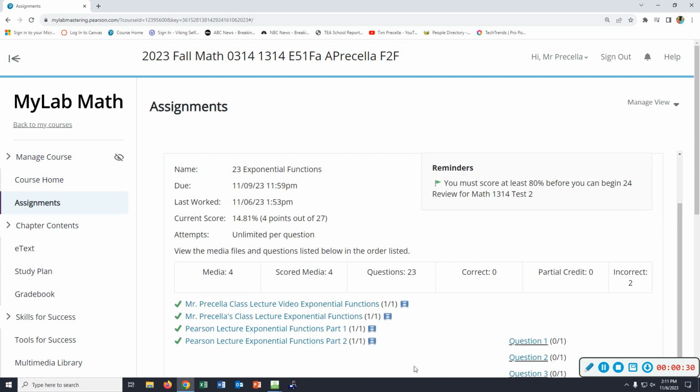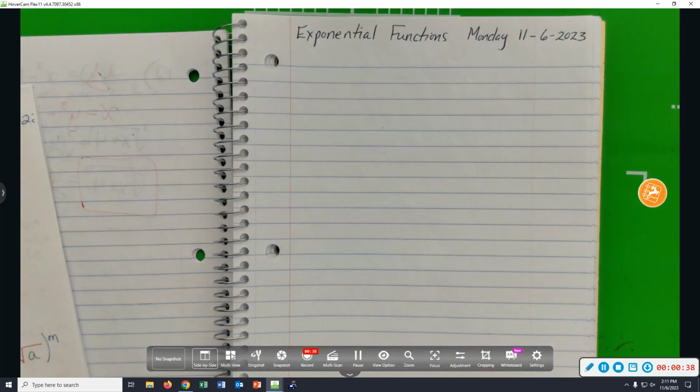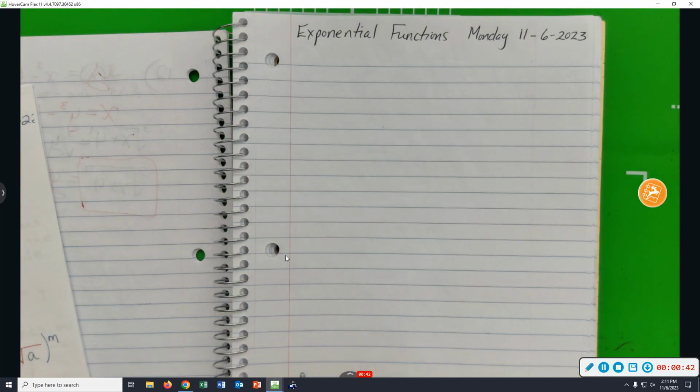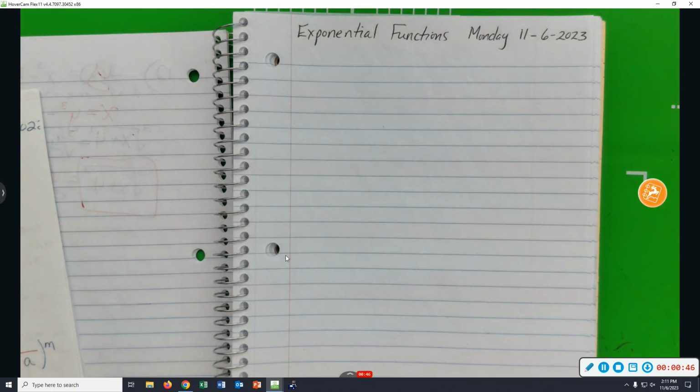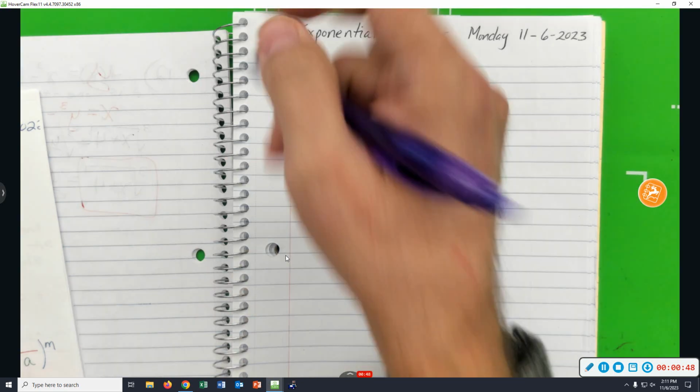And so today we're going to deal with exponential functions. And what exactly is an exponential function? I'll define that in a moment. But first of all, we're going to get some exponent rules. And here's our first exponent rule that we use.